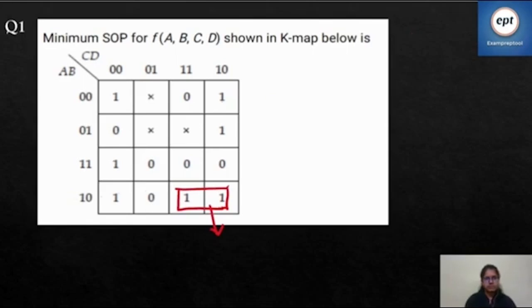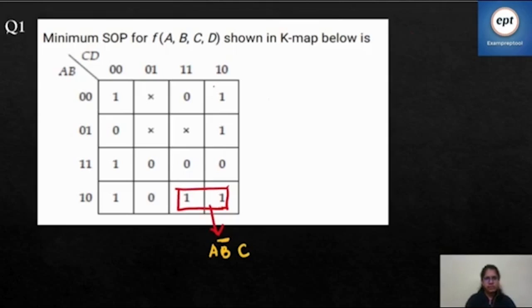so this will be A B bar, and here this will get common, so here it will be C. So what is the first min term we got? A B bar C. Okay, now let's see for the second min term.